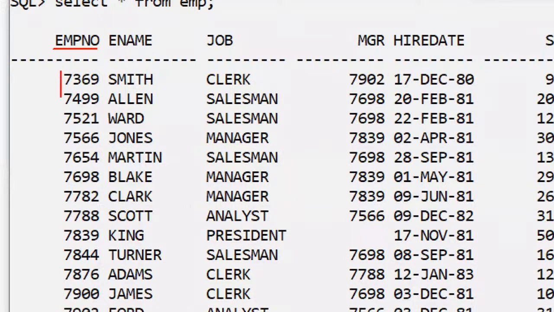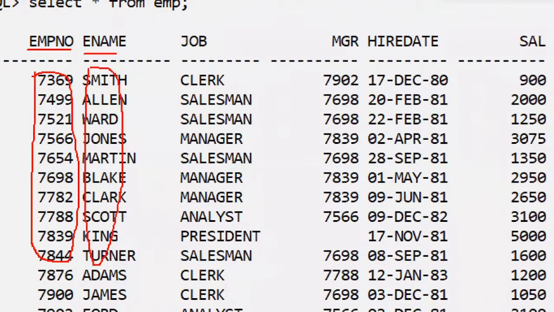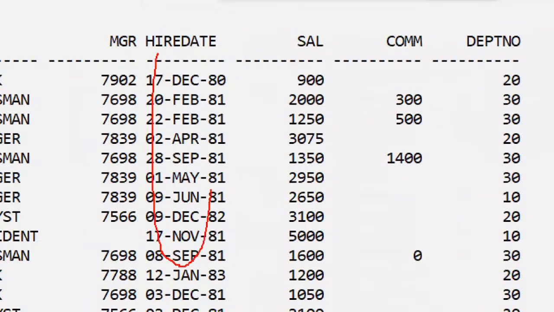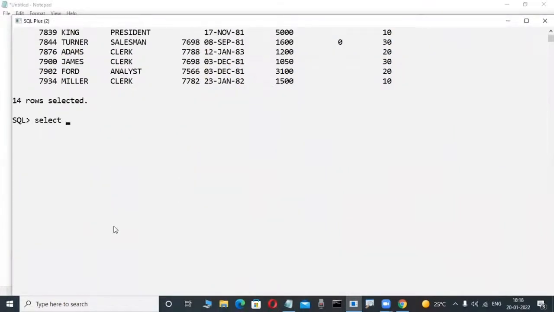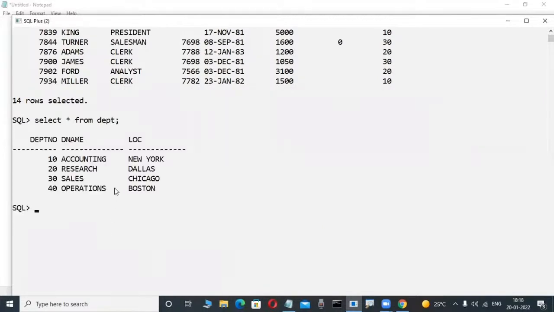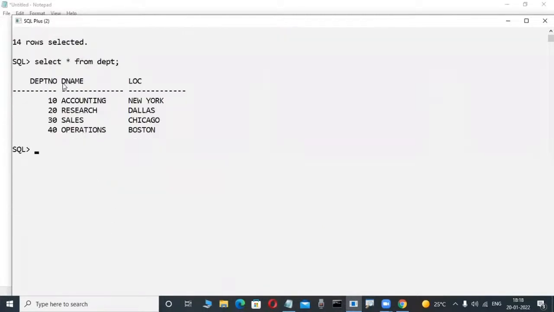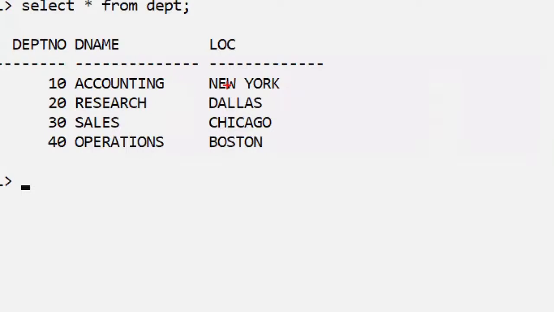Here, employee number: in this column only numbers are available. Slowly observe here, in this column only characters are available. In this column only dates are available. That's why, observe here, the data is stored in a structured manner. In a relational database, a structured collection of data is there.